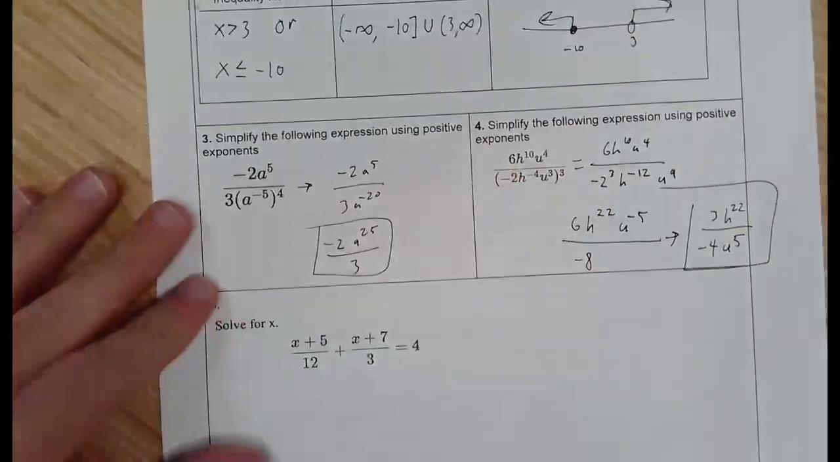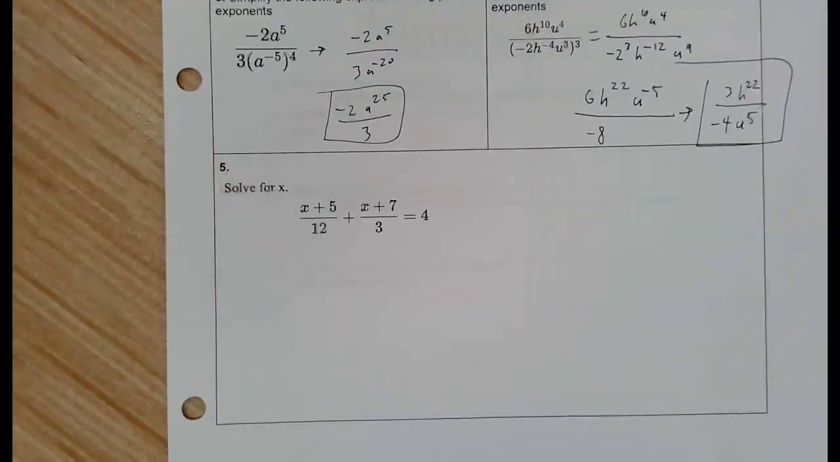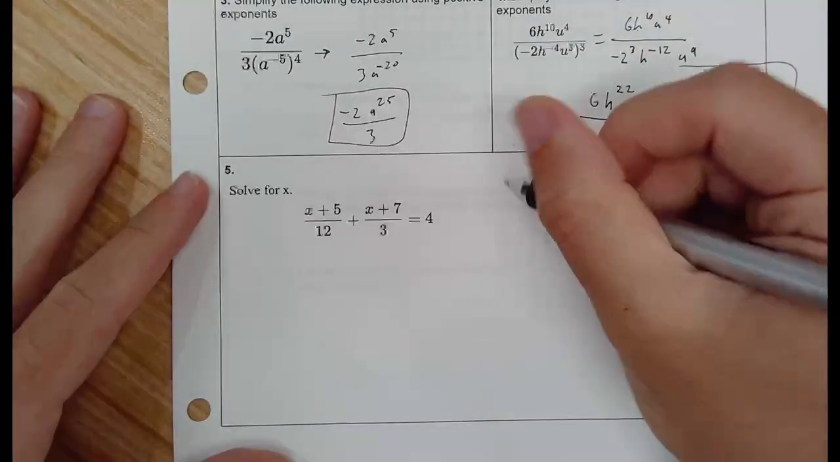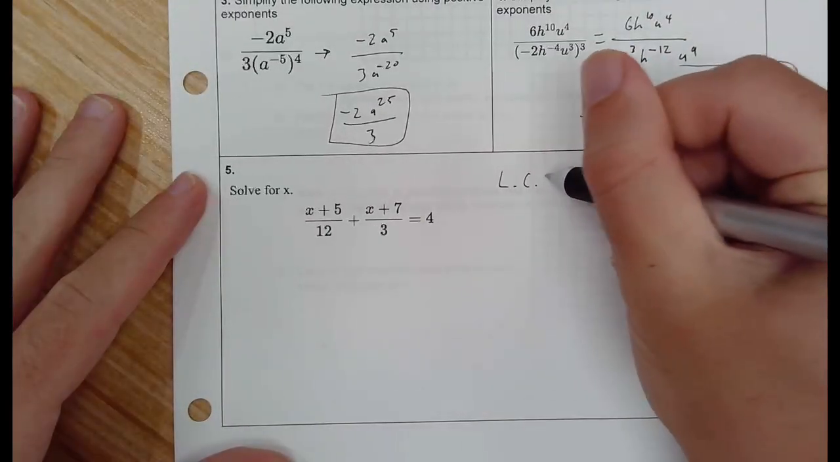All right. We have a sort of rational equation here. So we have these denominators, 12 and 3. For these problems, you may solve it a different way, but the way that I would encourage you to solve it is to multiply by the least common multiple.